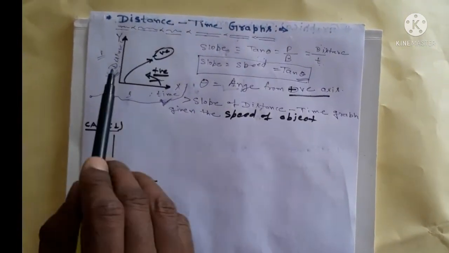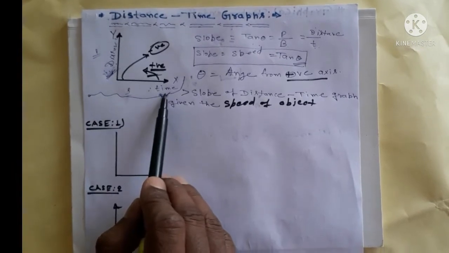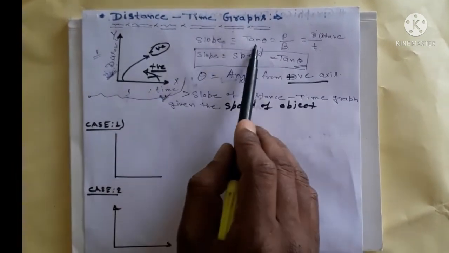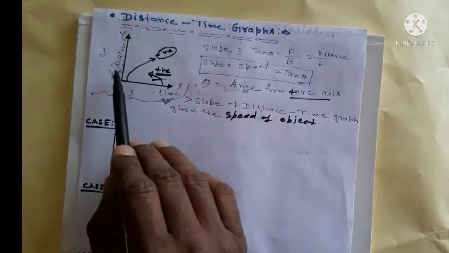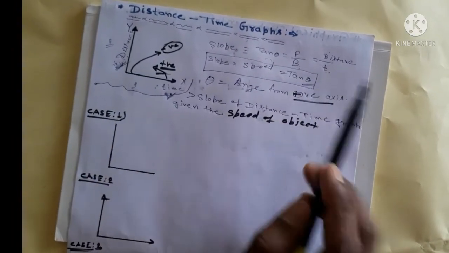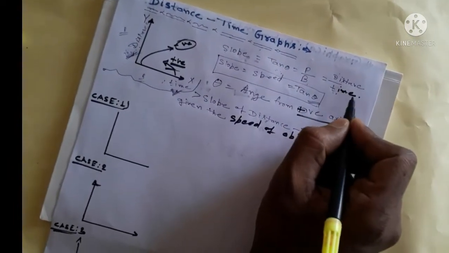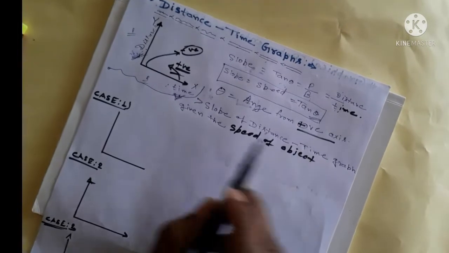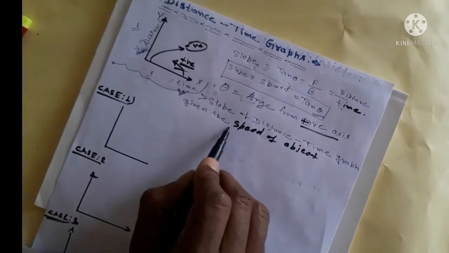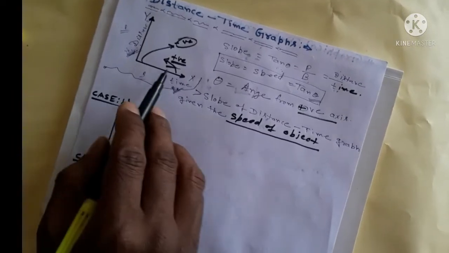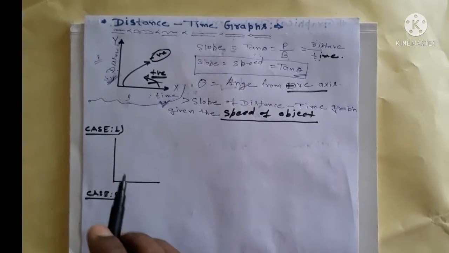In the distance time graph, the y-axis represents distance and the x-axis represents time. So slope is equal to tan theta is equal to perpendicular by base, perpendicular is distance and base is time. So distance by time is known as speed. So the slope of the distance time graph is given as the speed of an object. The angle is taken from the positive axis. Now let's discuss case first.